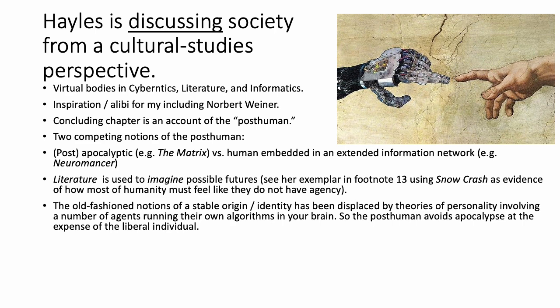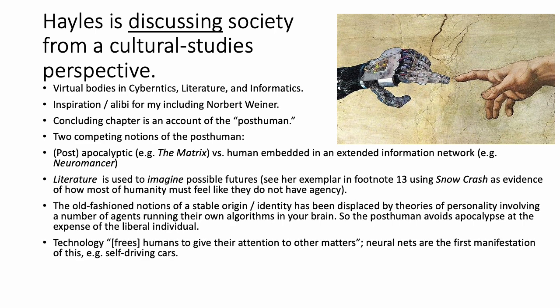So the post-human avoids the apocalypse at the expense of the liberal individual. The liberal individual: I do this because I am an agent and I have control of my actions. That idea has pretty much been put out to pasture by the last 2 decades of examination of cognitive function and brain studies. So technology, to Hayles, frees humans to give attention to other matters. Like neural nets are the first manifestation of this.